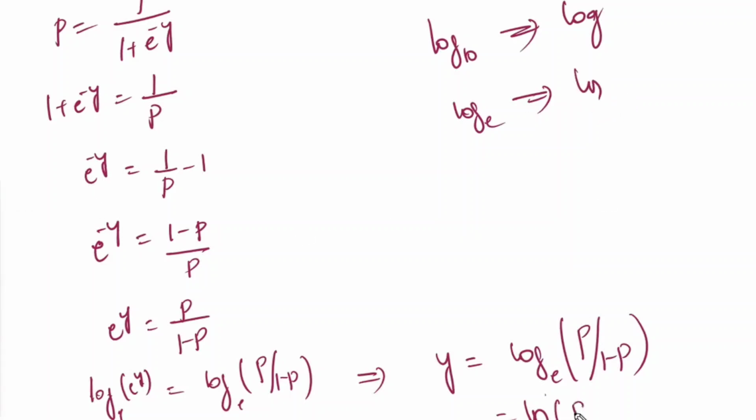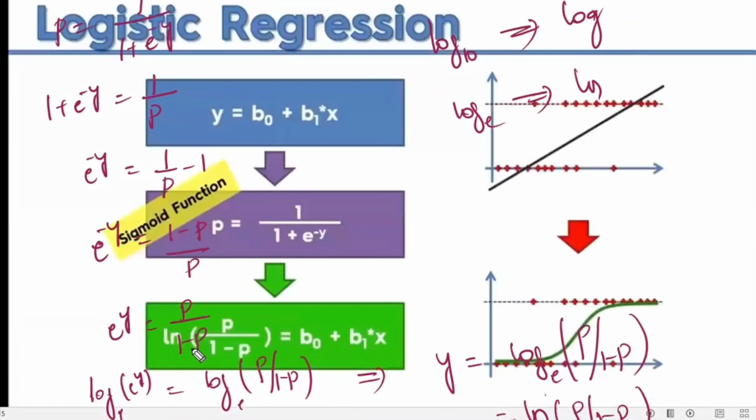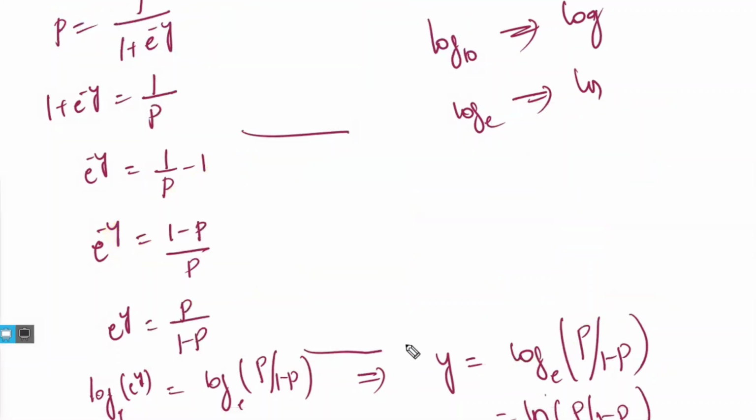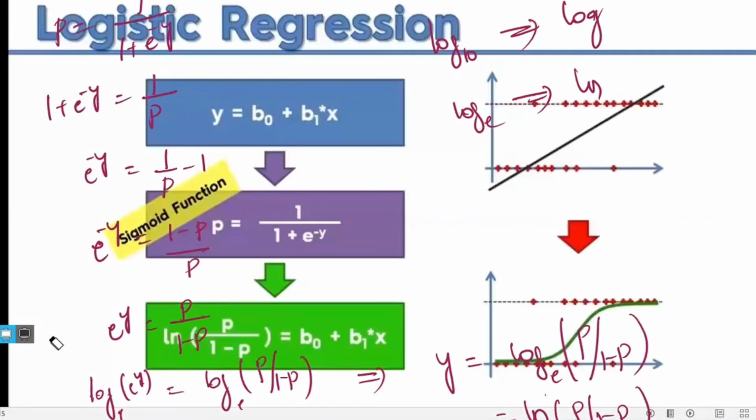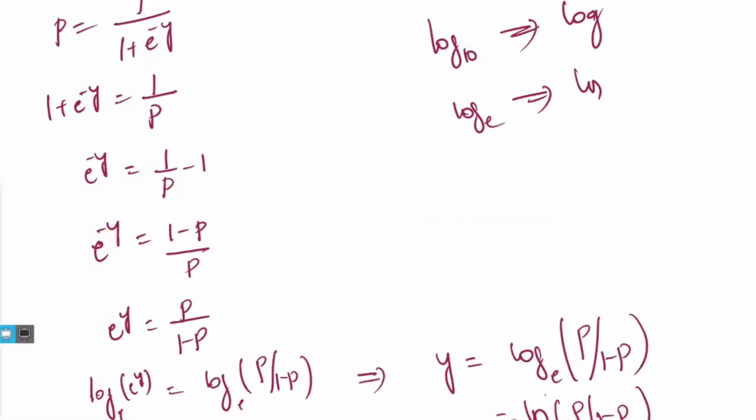So ln of p divided by 1 minus p. So that is the reason y is nothing but beta naught plus beta 1 x. So the same y is equal to ln of p divided by 1 minus p. Is that clear? This is the derivation. Of course, this derivation is not important, but you'll ask the question how we have got this one. So that is the reason I have shown you the derivation.